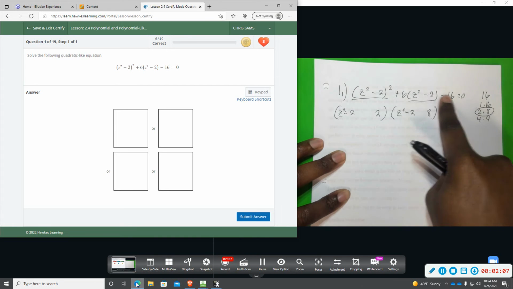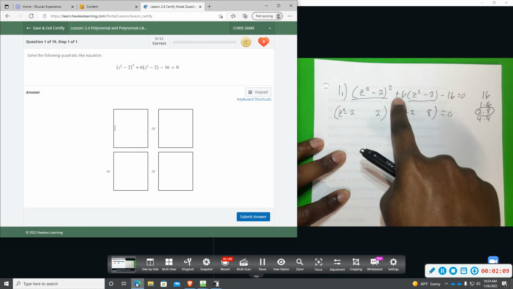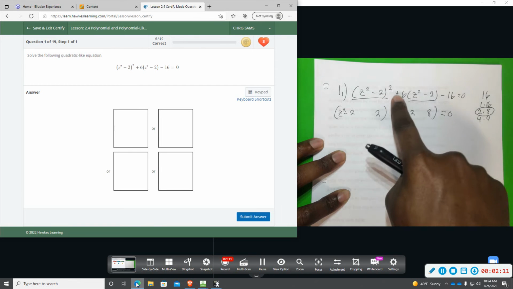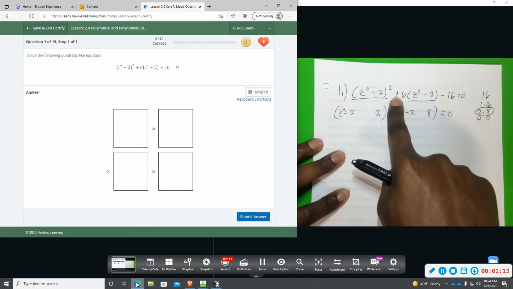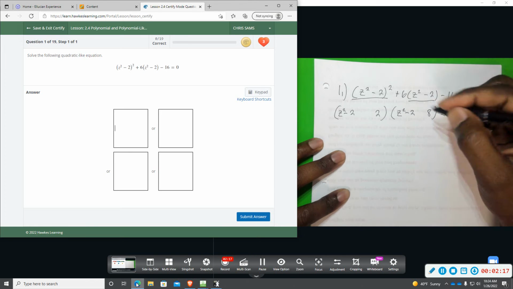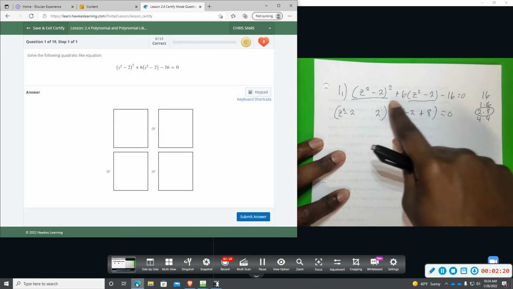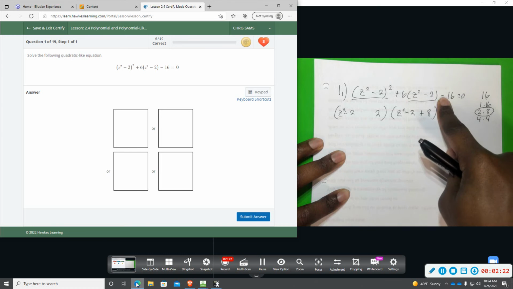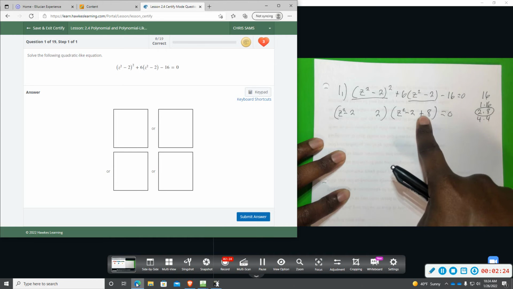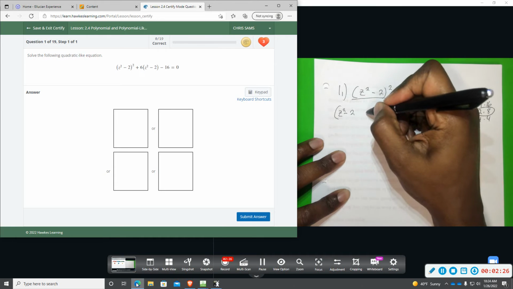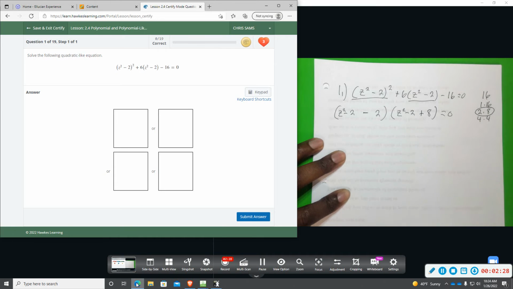Then I go left to right. So my first sign is a plus. That tells me my bigger number, so out of 2 and 8, 8 is bigger. It's going to be a plus. My second sign was minus. That tells me different. So if this is positive, this has to be different. It's going to be minus. Okay, I have factored this problem.